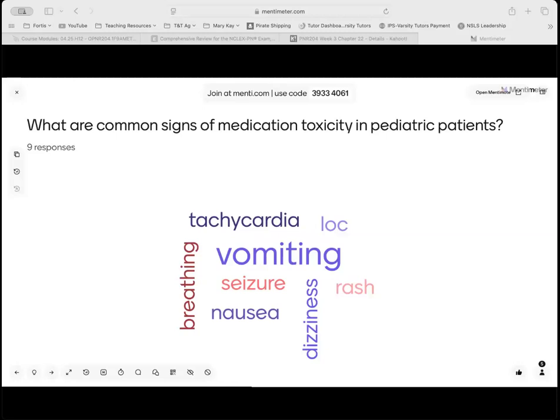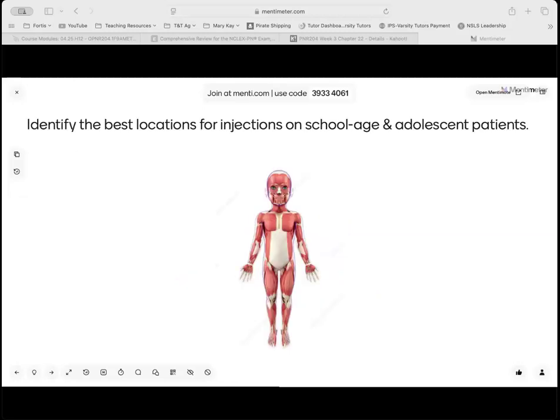Looking at medications again, which are going to be the best locations for injections on our school age and adolescent patients? There are 2 spots that we like to give injections. The thigh area. Yep, our vastus lateralis is going to be that thigh, or our deltoid up in our shoulder. What makes us use that thigh over the shoulder? The muscles. What about the doses?